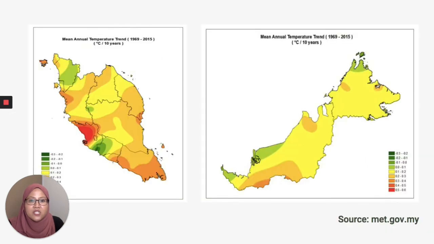So this map is from the Department of Meteorology in Malaysia, and you can see the distribution of temperatures in different states of Malaysia. If you look into the map of Peninsular Malaysia, you can see the red area, which has higher temperature compared to the greens and the yellows. And that red area is actually Selangor and Kuala Lumpur.